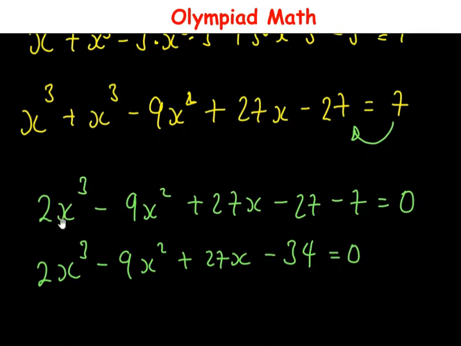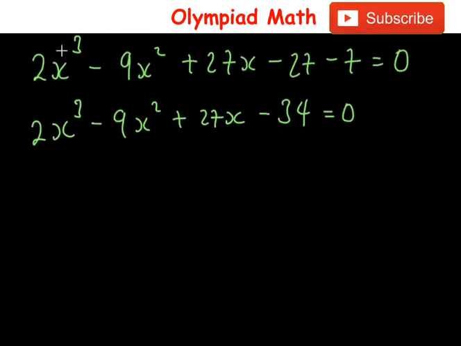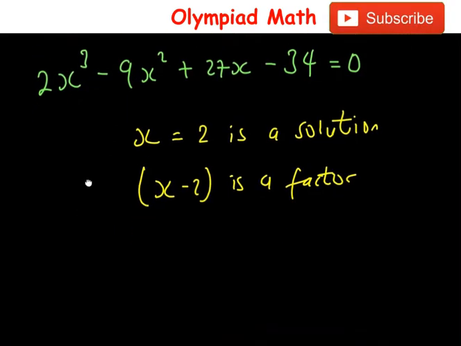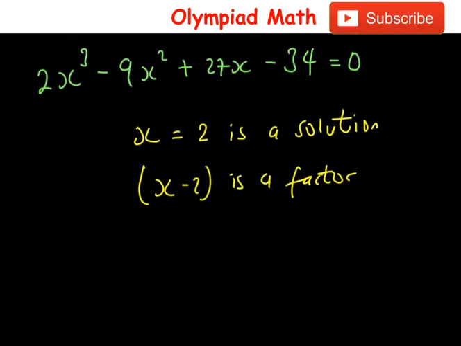Looking at this equation, x equal to 2 is a solution for this given equation. This means that x minus 2 is a factor of this equation. To find the other factors, we are going to solve this making use of synthetic division. So we are going to draw the table.